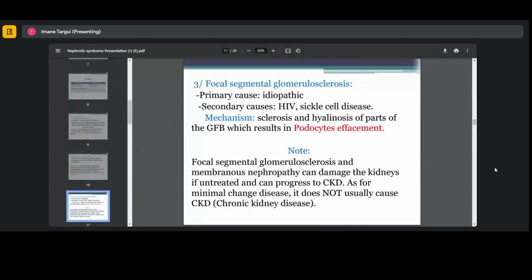effacement. Note: focal segmental glomerulosclerosis and membranous nephropathy can damage the kidney if untreated and can progress to chronic kidney disease. As for minimal change disease, it does not usually cause chronic kidney disease. We have three types of primary causes.